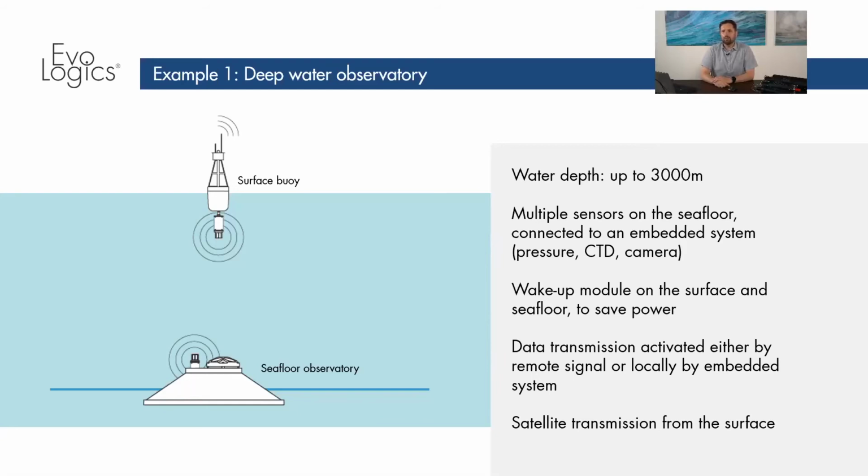So when either one of the modems, either the surface or the seafloor unit, starts a communication, they can wake up the other end and transmit data, activated either locally when the sensors or the embedded system provides data, or via a remote signal. In this particular application, the surface buoy does not only have the modem, but it is also connected to a satellite modem. So the data can be transmitted from the seafloor directly to an office anywhere in the world.